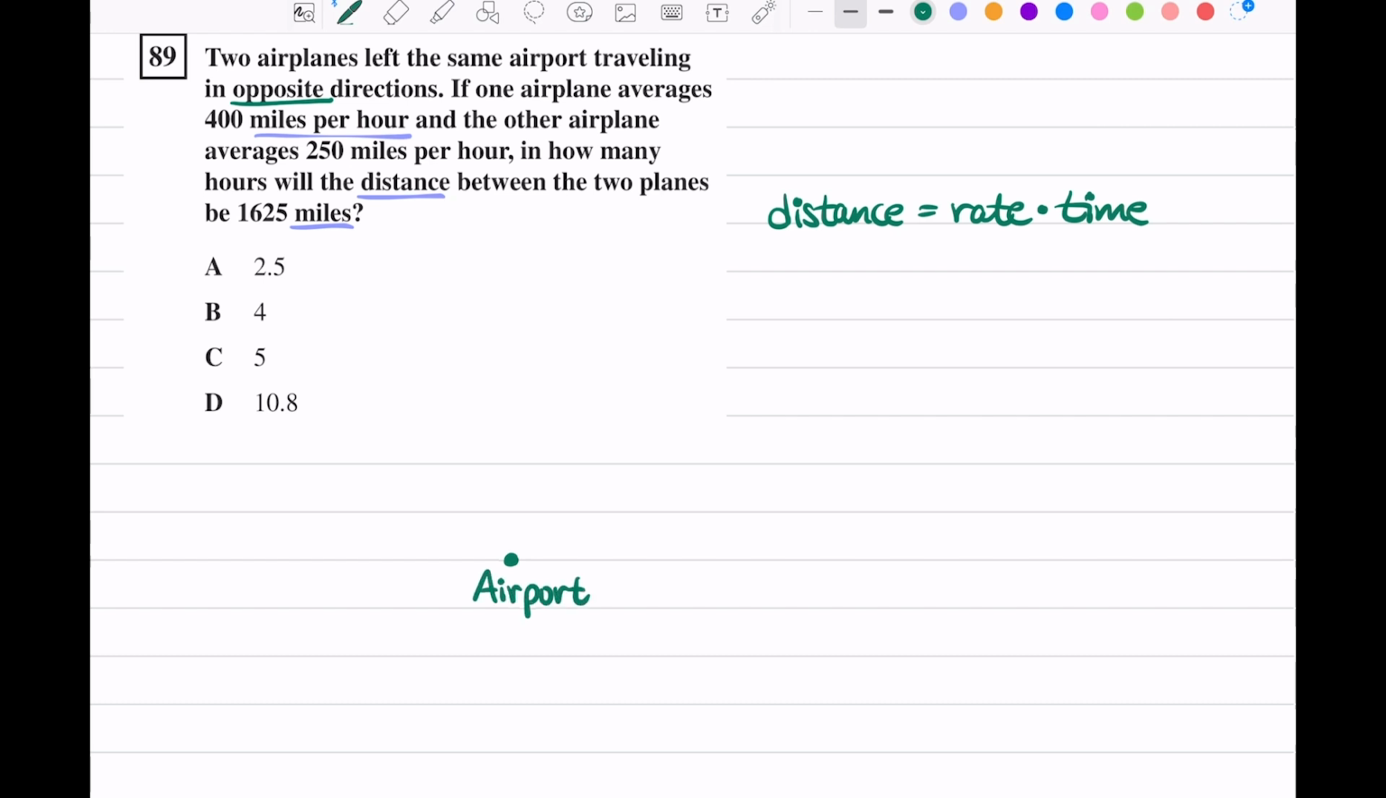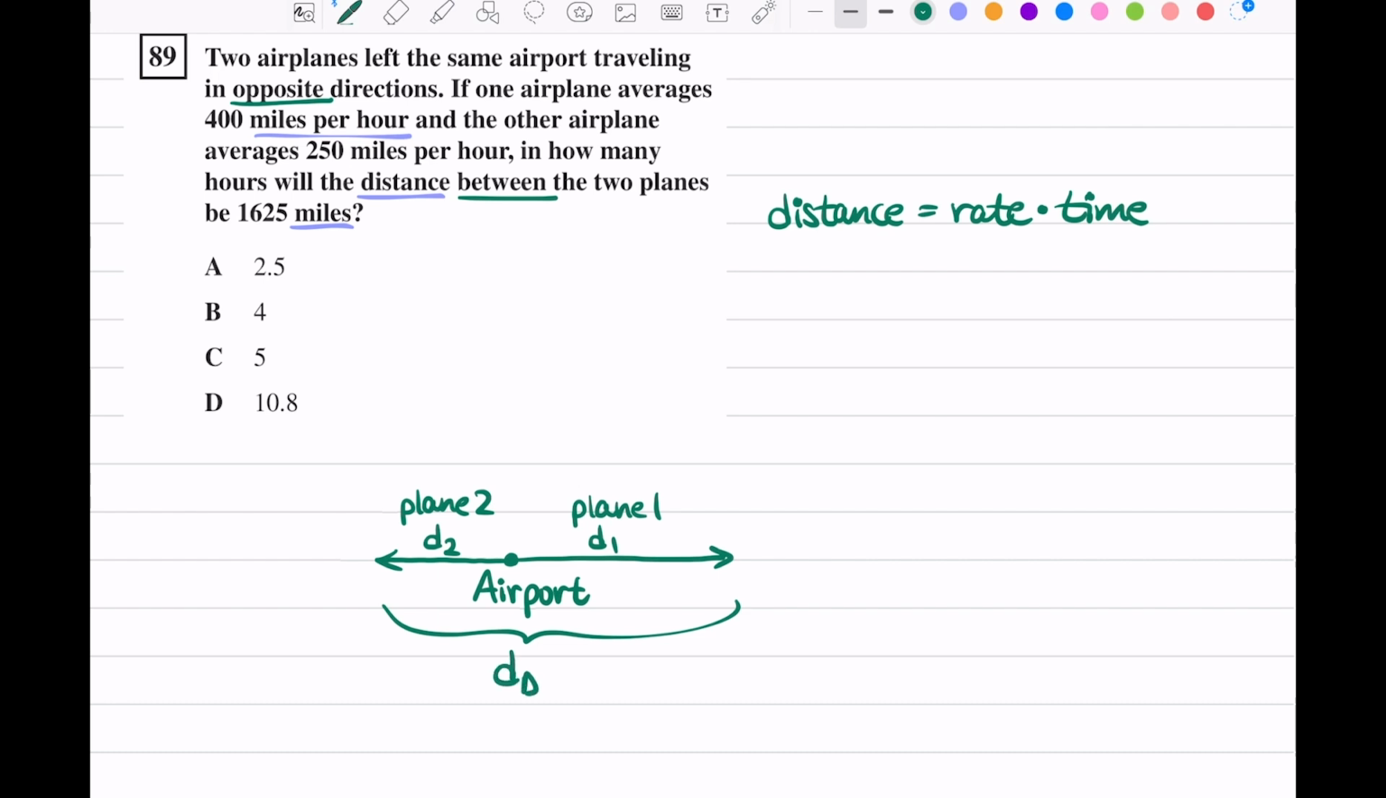and one plane is going in one direction. We'll call that plane 1, and the distance, we'll call that d sub 1. And the other plane is going in the opposite direction. We'll call that plane 2, and that distance will be d sub 2. And this question is talking about the distance between the planes. So from end to end, we'll call this distance the distance between, or our subscript can be dB for distance between. So this picture here, this describes our problem.